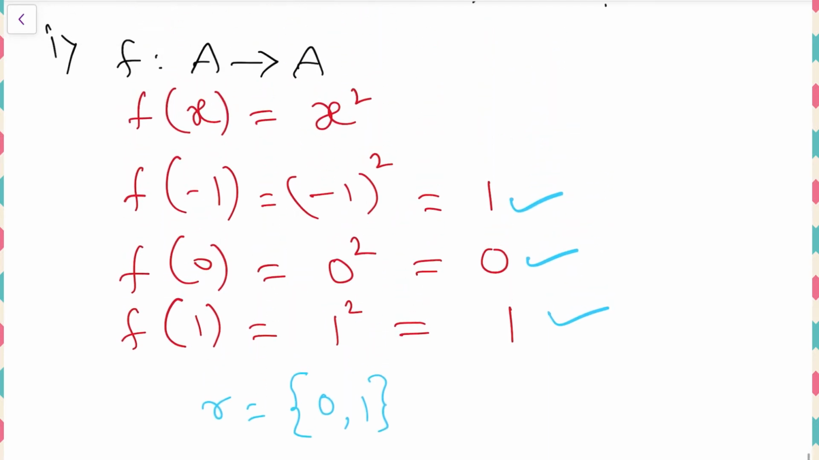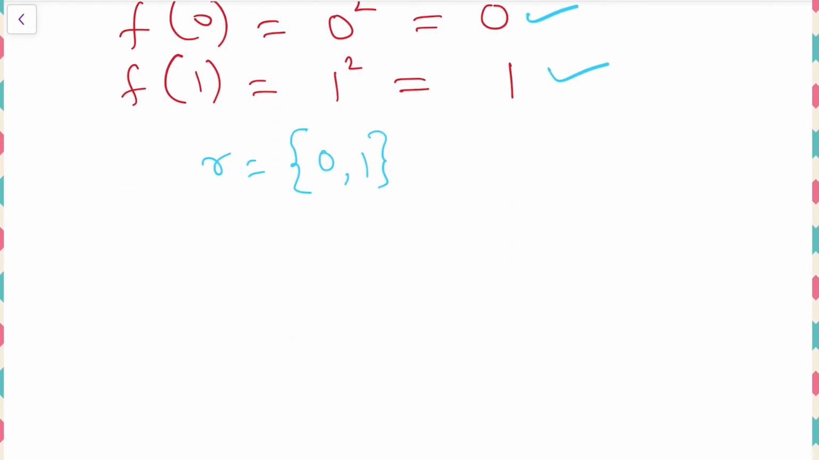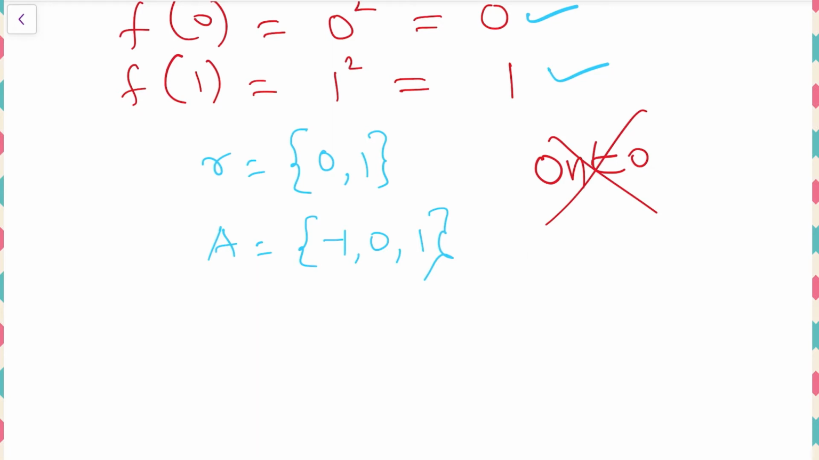Let us check the codomain now. He clearly mentioned f is a function from A to A. So this is the codomain, that is A. Set A he gave as {-1, 0, 1}. In the codomain we will have the element -1 extra. So now easily we can say that the codomain and range are not equal to each other. So this is not a surjection, otherwise not an onto function.